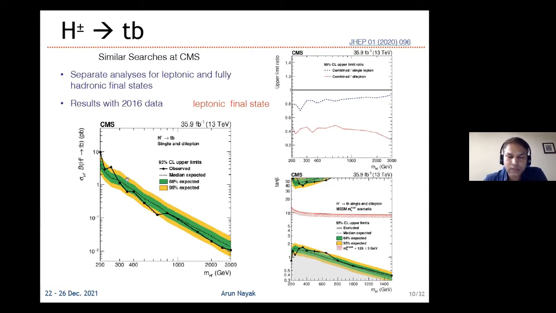So you see similar results here, and in this case there are 2 analyses. One is lepton plus jets, and the other is with fully hadronic states, where the W's are decaying to hadrons. So you can see the sensitivity of the 2 analyses. The leptonic channel has a large sensitivity. This one, the green one, and okay, so this is single lepton and the dilepton. The single lepton has large sensitivity, and the dilepton has slightly less. And again, you can see the similar interpretations in the MSSM MH mode minus scenarios.